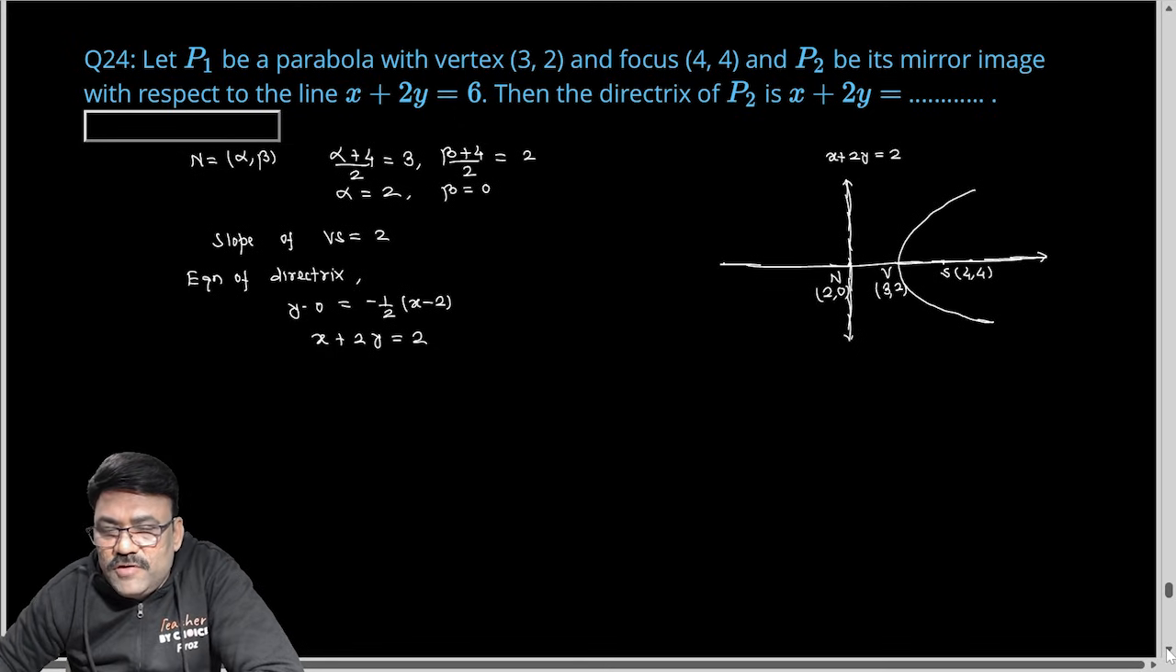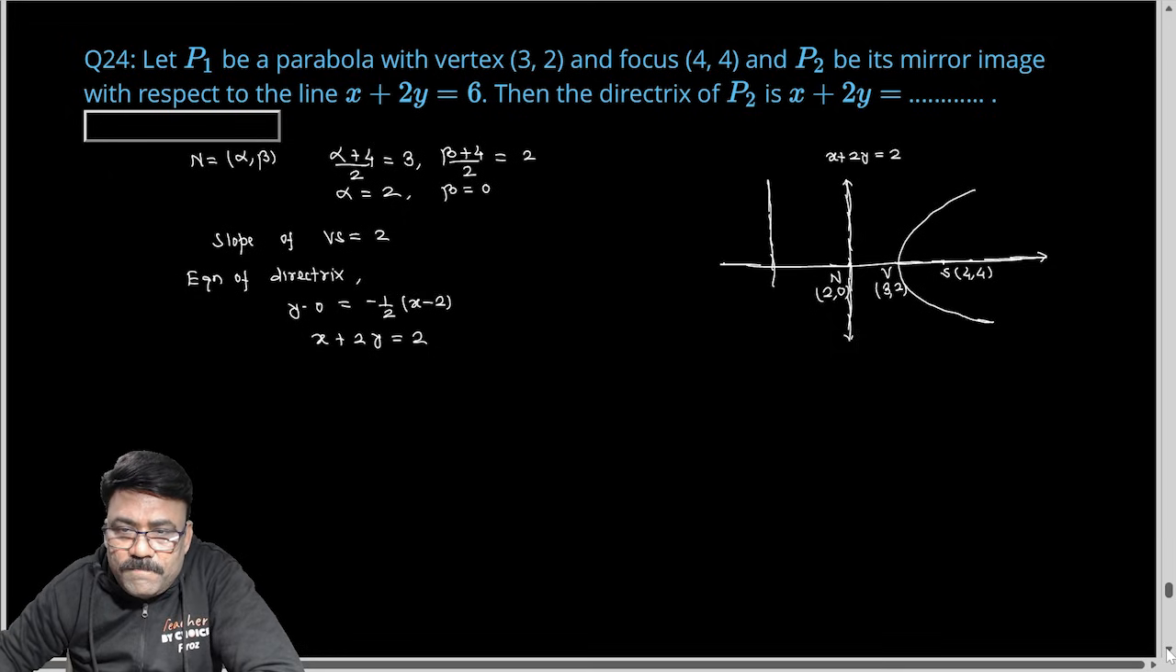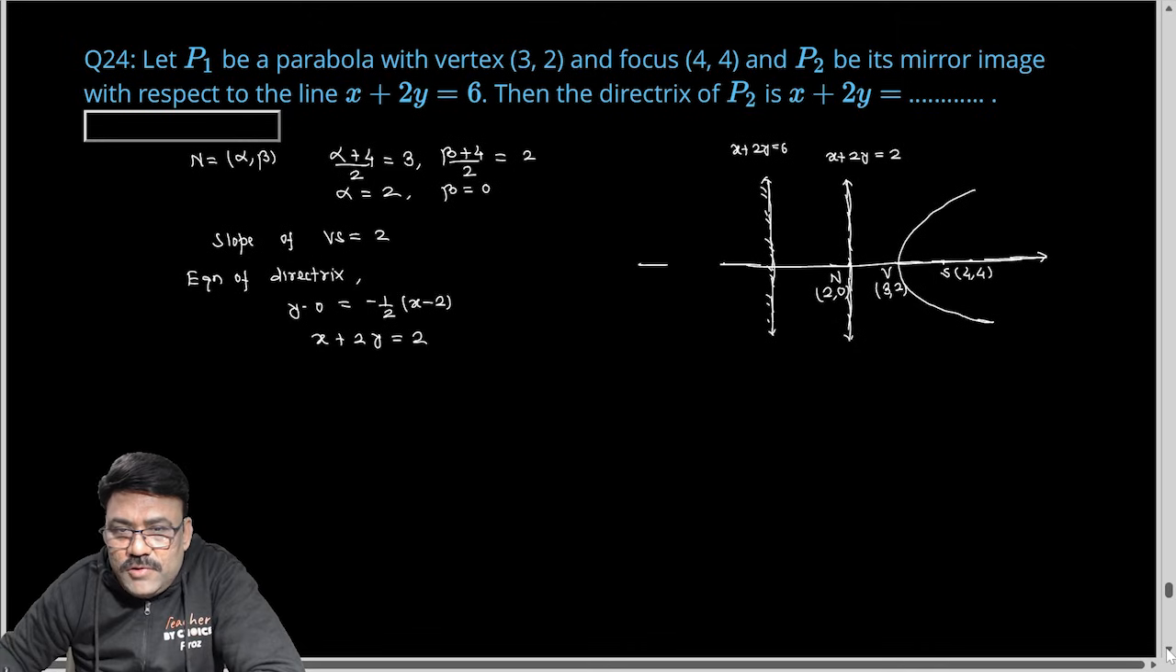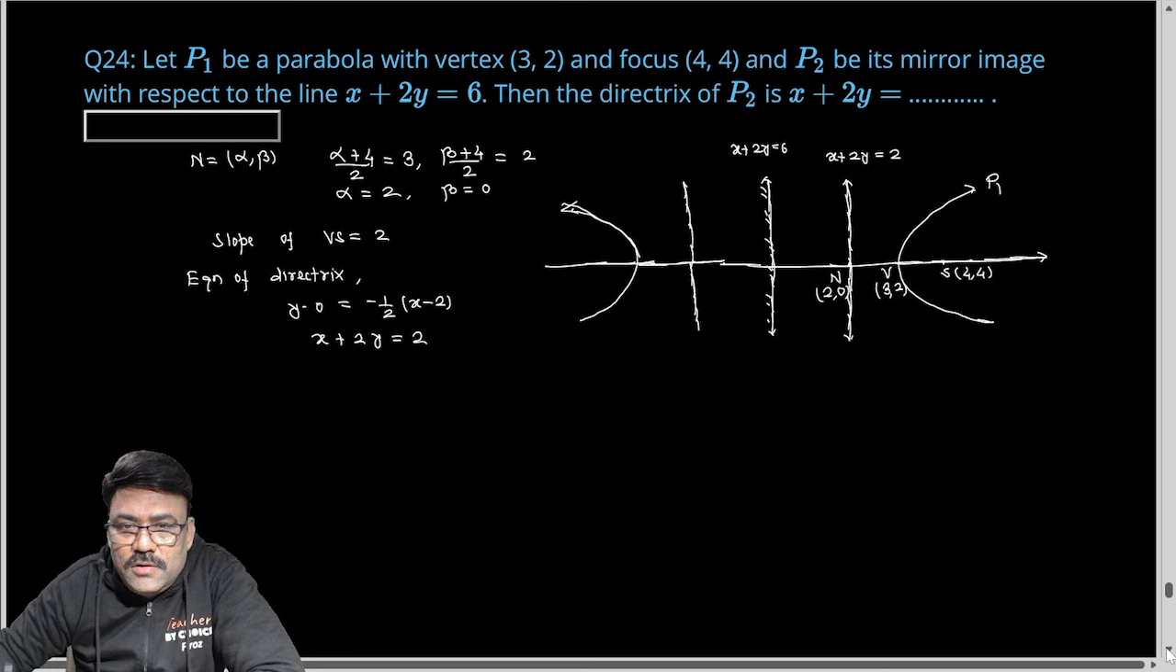Now you are taking the mirror image of this parabola with respect to the line x plus 2y equals 6. Let's say this is the mirror line. So obviously, you have to find the image of this directrix. The image of this parabola, P1, will be P2, something like this, and this is the directrix of P2.